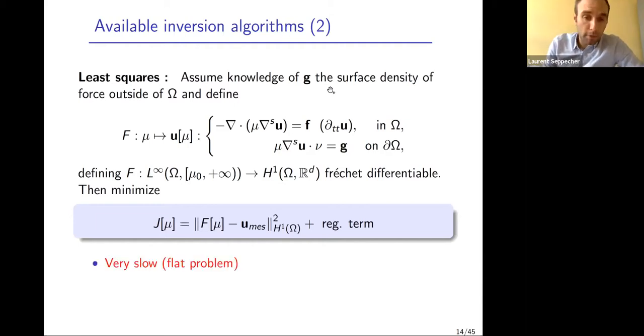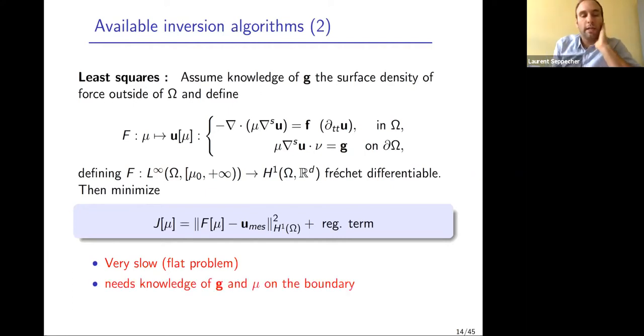It works, but has some very major issues. The first problem is that it is quite slow, because the problem is known to be flat somehow. You don't have good convexity of this map F in the neighborhood of the solution. So it's a big computational problem to do something efficient here. Also, like before, you need good knowledge of G, and you need the knowledge of mu at the boundary, which you actually don't know, and it's very hard to evaluate.